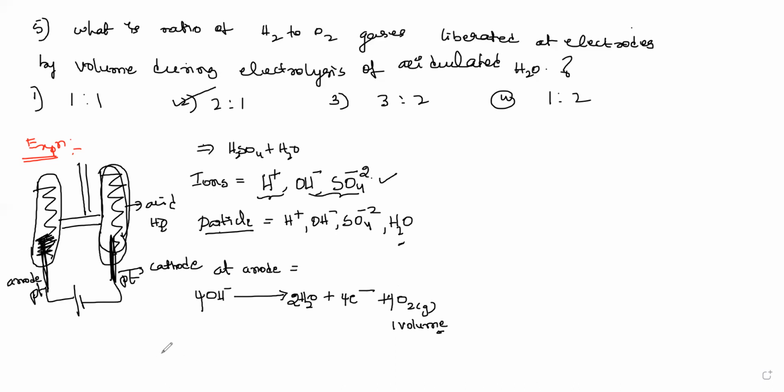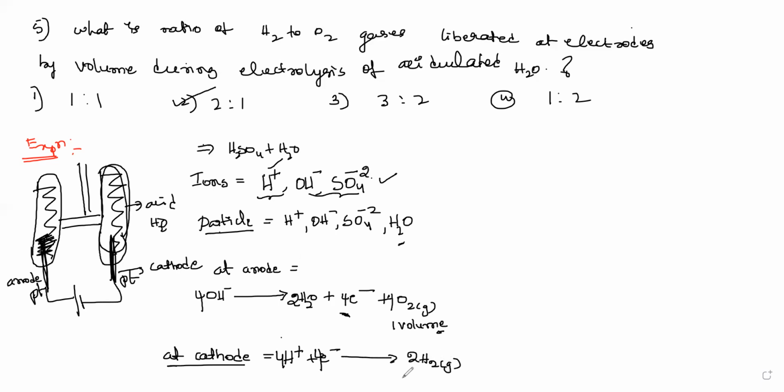But at the cathode, what reaction is given? How many types of cations are there here? Only one type, because both the compounds give the same type of H plus ion. That's why H plus ion gains the electron. How many electrons are lost by the anion? 4. That's why 4 electrons are gained, and 4H plus is involved in the reaction. That's why 2H2 is formed.